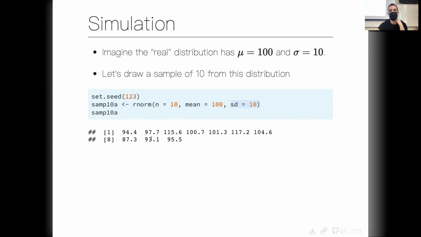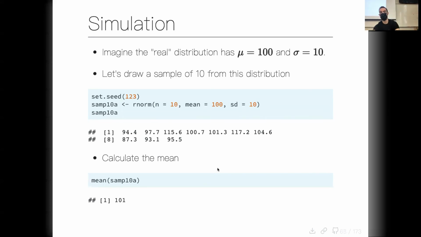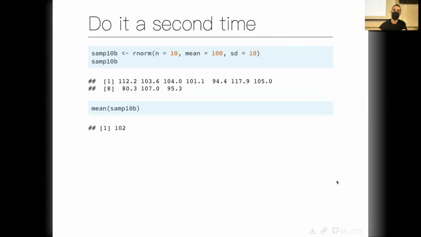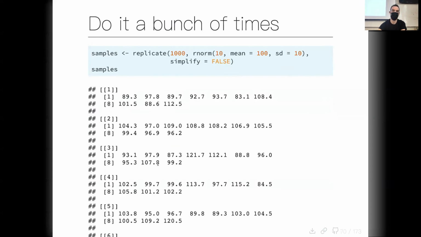Okay, so when I do that, these are the actual values that I get from that distribution. I could do something like calculate the mean for that. And you can see that my mean for my sample is 101, which is slightly different than the actual mean, which is 100. Okay, so we could do it a second time, do the exact same thing. And this time when I call the mean, I get 102, actually slightly more different than the actual one, right?